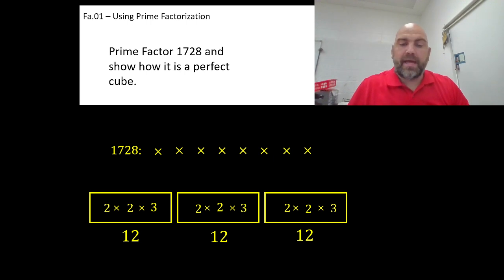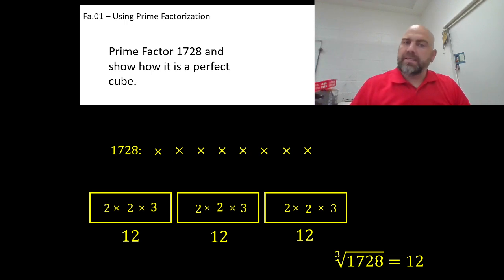Now, if we get these even groups here, it tells us that this number is in fact a perfect cube, and the cube root of 1728 is 12. If it doesn't work, we're going to have a non-perfect cube, and that's okay, that's totally fine. But this just gives us an idea of how we can see that similarity working using prime factorization.